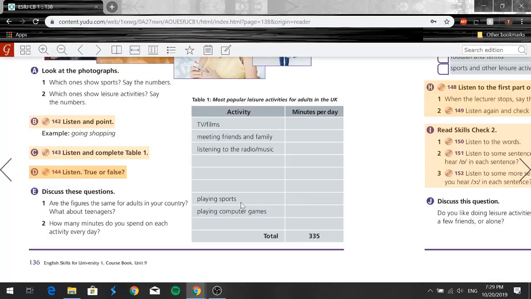Now let's move on. What do we have here? Here we have discuss these questions. Are the figures the same for adults in your country? What about teenagers? Well, this will be entirely up to you as a student, but for me, I'll say that figures are pretty similar, right? They're not spot on, but they're similar for the most part.